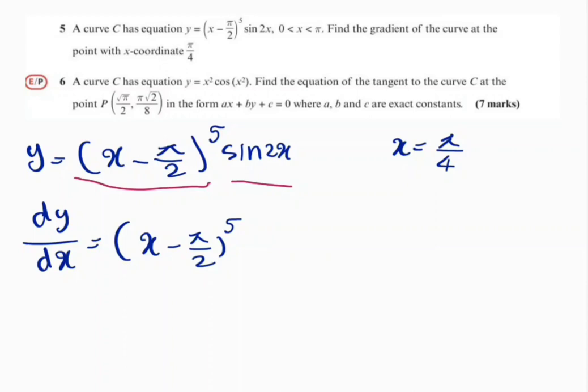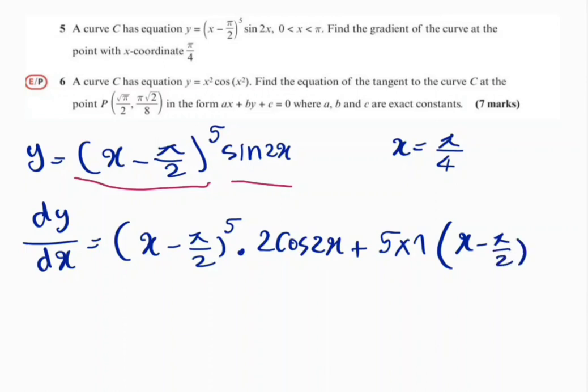The derivative of sine 2x is 2 cos 2x plus, now this time it's the derivative of the first function times the second function. So the derivative of (x minus pi by 2) to the power of 5 is going to be 5 times 1. So 5 is the power and 1 is the derivative of x, because inside just differentiates to 1. And this times (x minus pi by 2) to the power reduced by 1. So 5 minus 1 is 4.